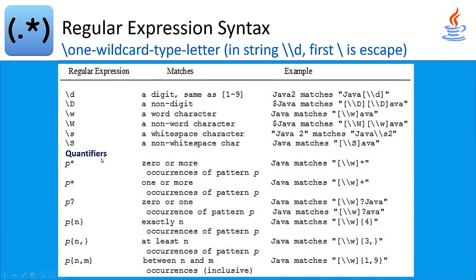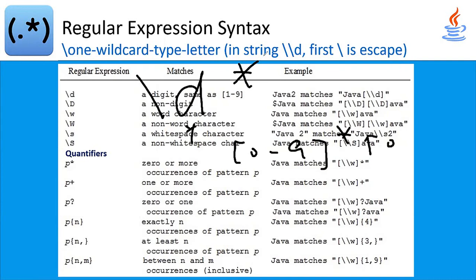Then we have quantifiers. Quantifier star means zero or more. So if I do this one, backslash d star means a digit from 0 to 9 repeated zero times or more.